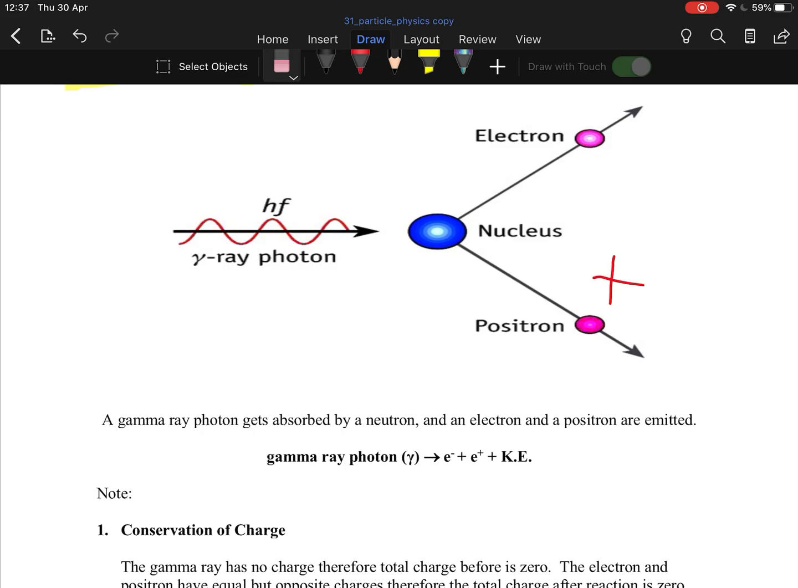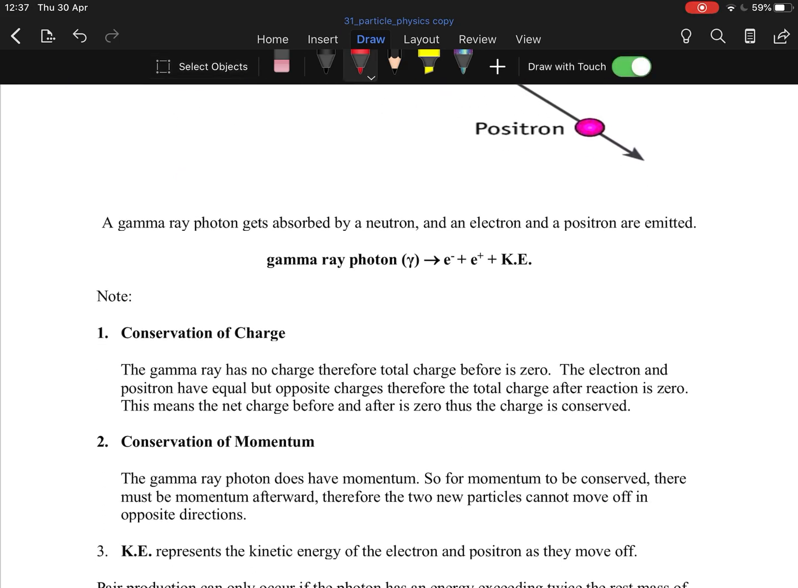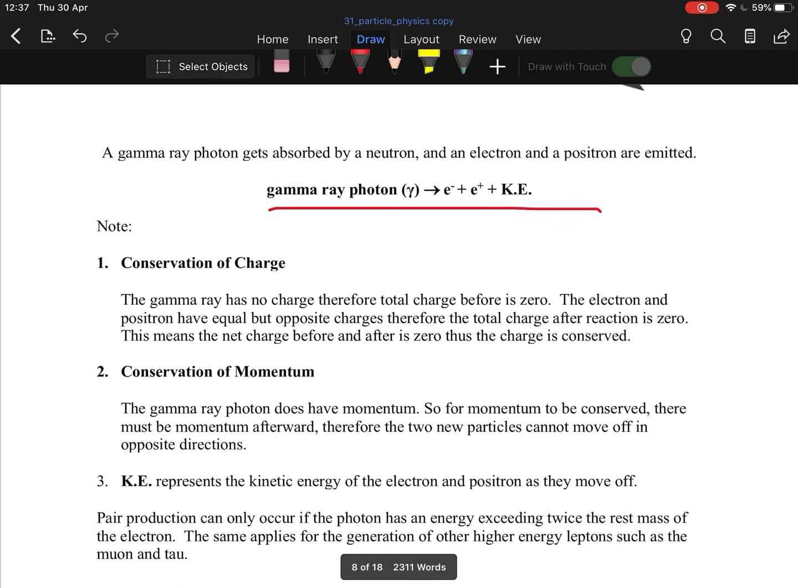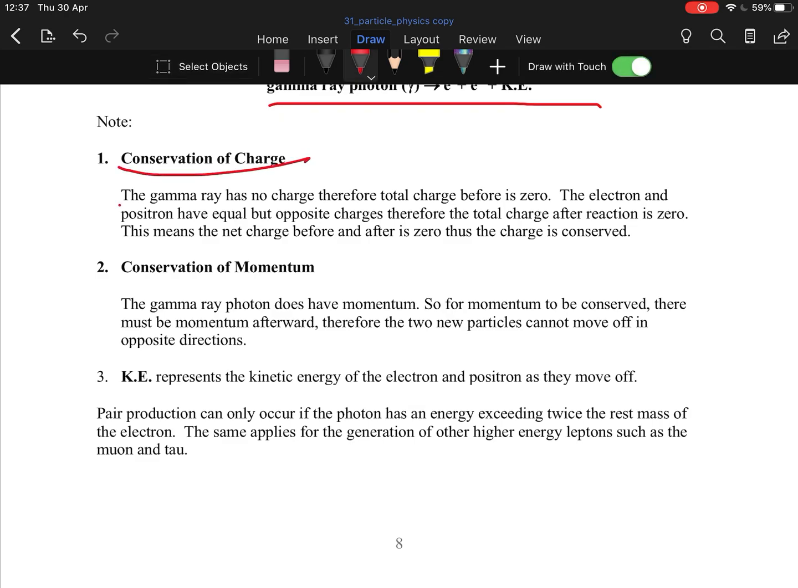Momentum is also conserved because, note, they do not move off in opposite directions. That's because the gamma radiation does have momentum beforehand. If they moved off in opposite directions, you wouldn't have momentum after, which makes a problem. So how do we write this? Simply, gamma equals e minus plus e plus kinetic energy. As I said, conservation of charge: the gamma ray has no charge, therefore before and after is zero. The gamma ray does have momentum, so they do not move off in opposite directions. The kinetic energy is of course seen by the particles moving away, so energy is conserved.